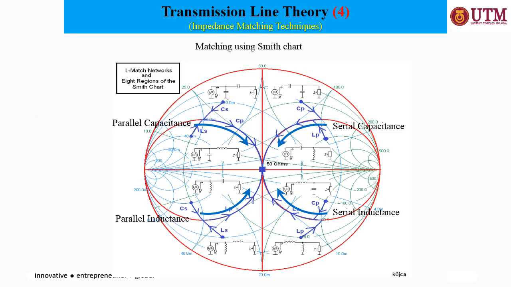Okay, this slide summarizes the components that may be included in the matching circuit if you have different X and B values. All right, so the right-hand side here is representing the 1 plus jX, and the other side is 1 plus jB.